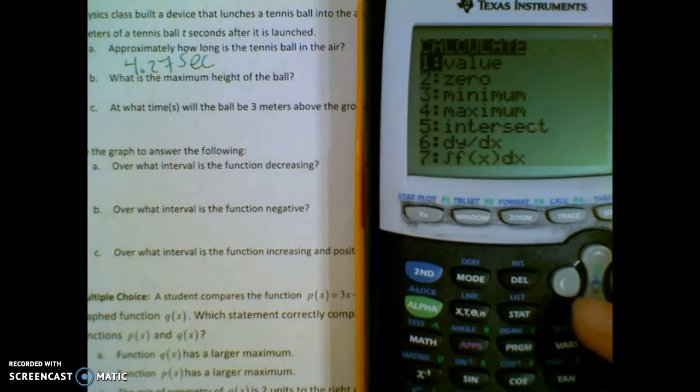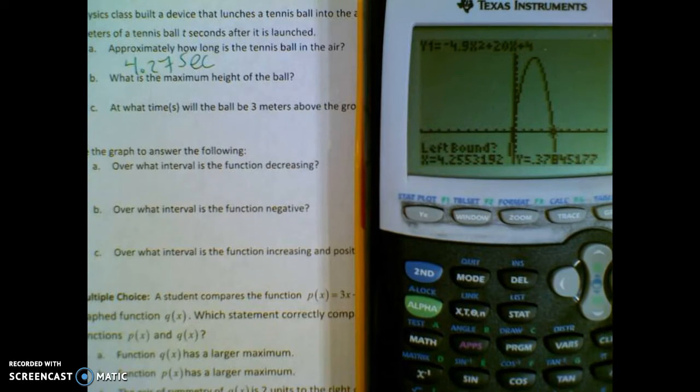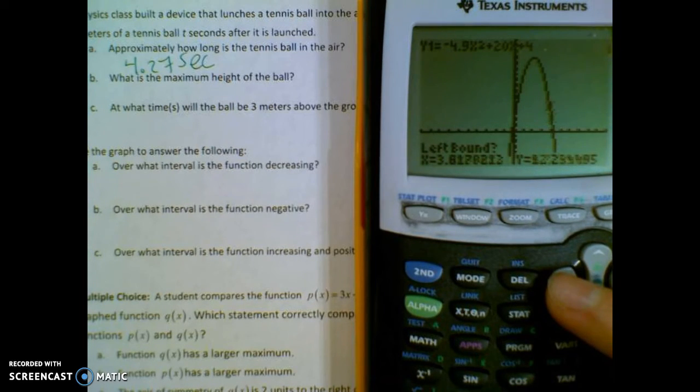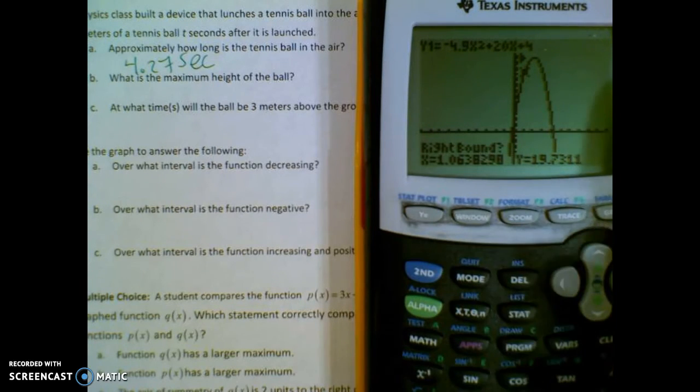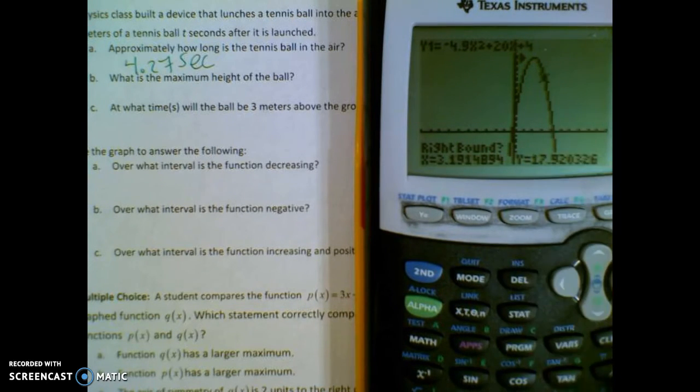So I'm going to press second trace. I'm going to go up to maximum. And my answer's here. So I want to be to the left of my answer. So I'm going to press the left arrow key until I get to the left of that. Press enter. I want to be to the right of it. So press the right arrow key until I get to the right of it. Press enter. Guess. Just press enter.